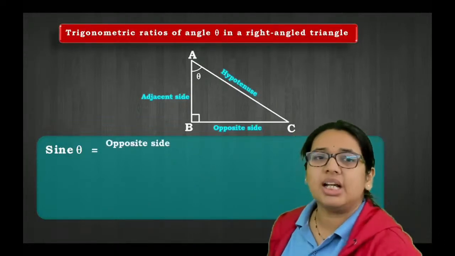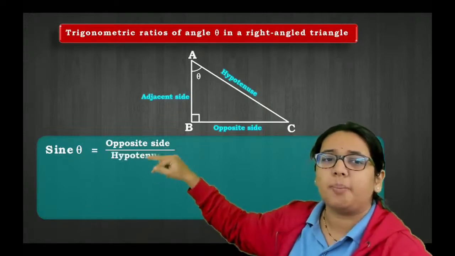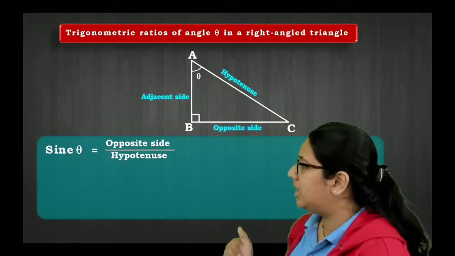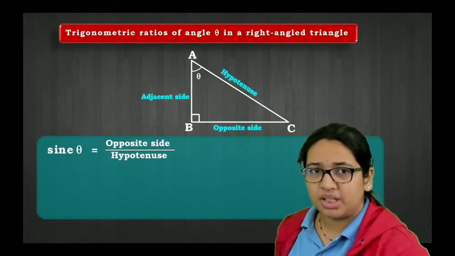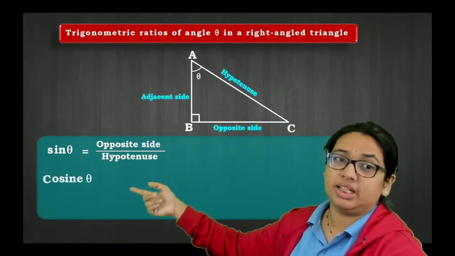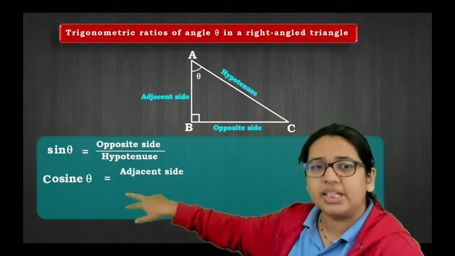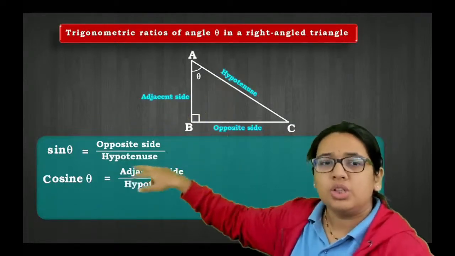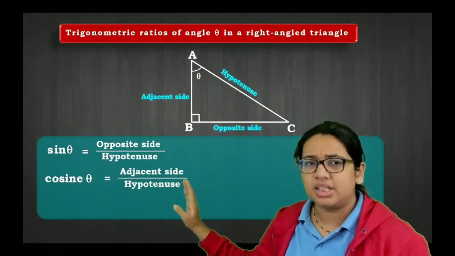So sin theta is given as opposite upon hypotenuse. Similarly, cosine theta is given as adjacent upon hypotenuse.